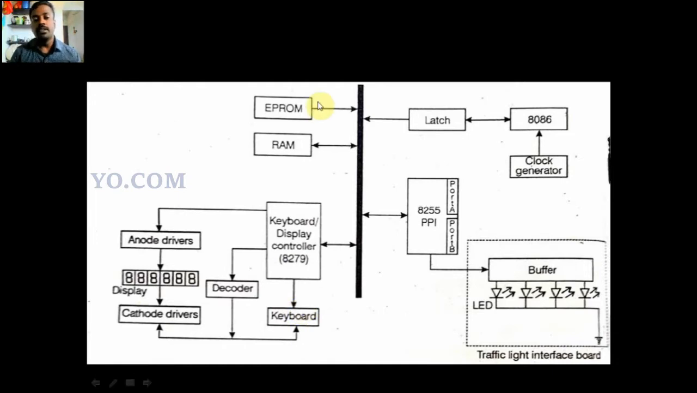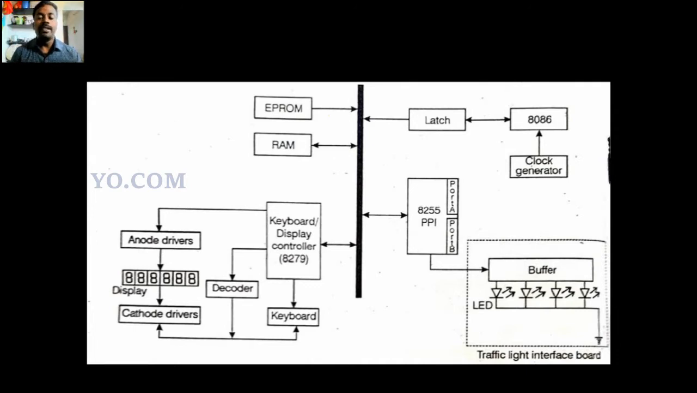Then here we have the memory: EEPROM, ROM and RAM. EEPROM is used to store the program data permanently. And RAM is used to control the entire operation in real time. Actually, the real-time data are stored in RAM.